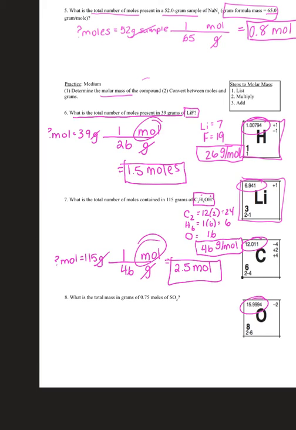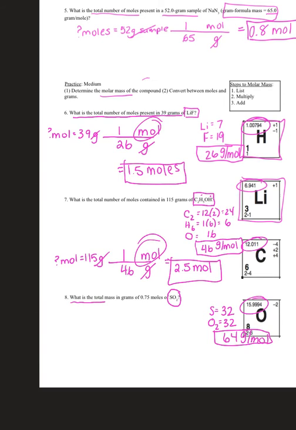Okay. Last question on this page. I need to first find the molar mass of SO2. So S, I'm using my periodic table. S is about 32, and I have 2 oxygens. Each of them are 16. 16 times 2 is 32. I add this up. I have 64 grams per mole. Here's the conversion factor. Now let's set up the equation.